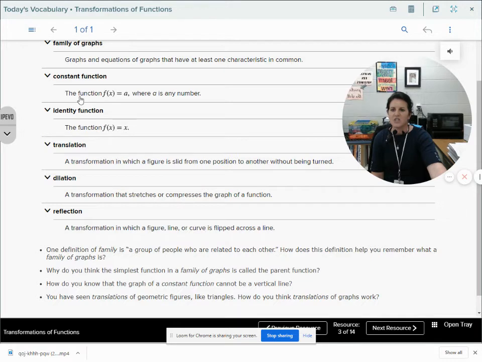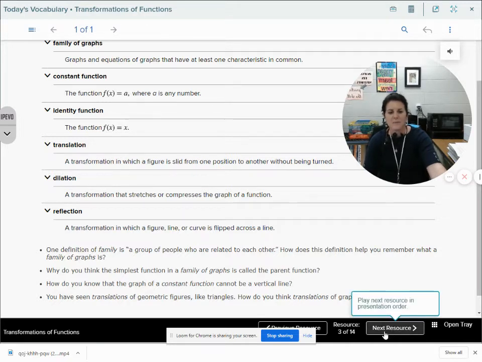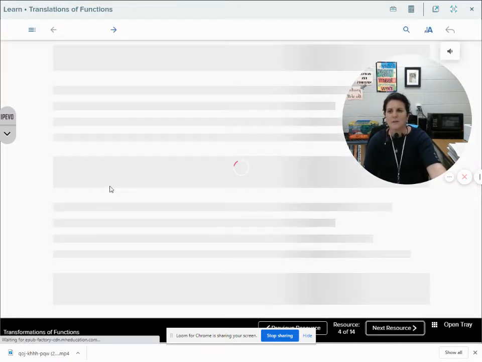And of course, some of these you've definitely heard before: reflection, dilation, translation. I'm sure these are all familiar terms, maybe even identity function, maybe family of graphs. We've heard the word constant. I don't know about constant function, but we definitely heard the word constant. You should have heard constant function. It's always a horizontal line is a constant function. But anyway, we'll get into that as we get started.